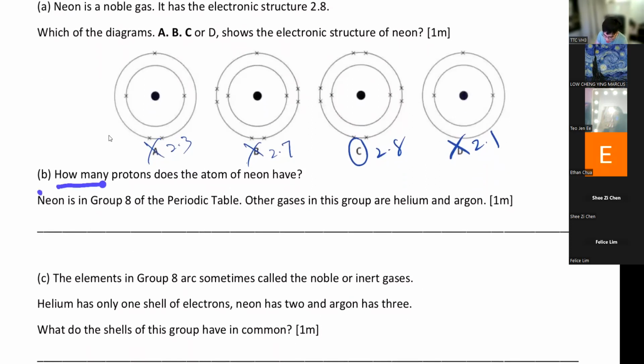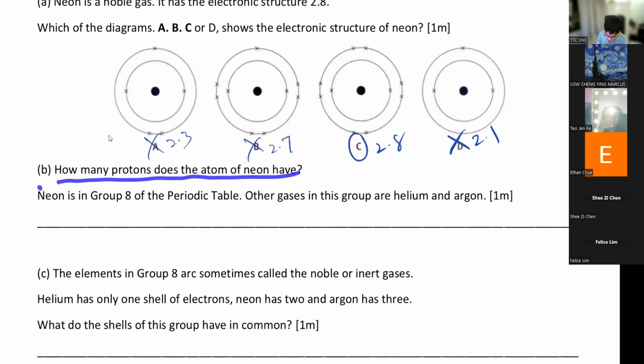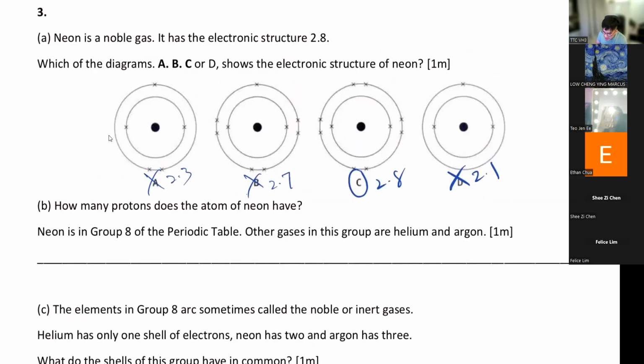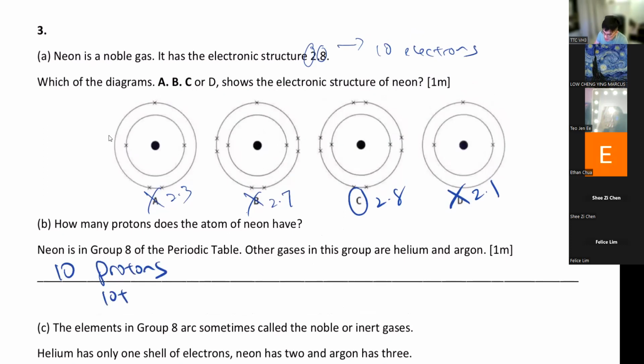So B, how many protons does the atom of neon have? You just add everything: it has 2 plus 8, so it has 10 electrons. When you have 10 electrons, similarly, you would have 10 protons. Okay, so 10 protons. Right? 10 plus, 10 minus. That's how it works.